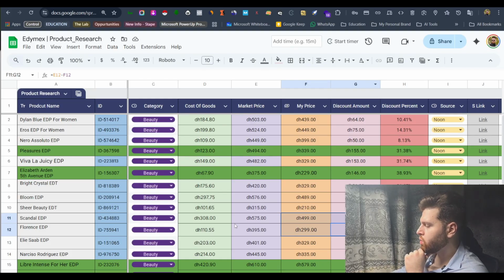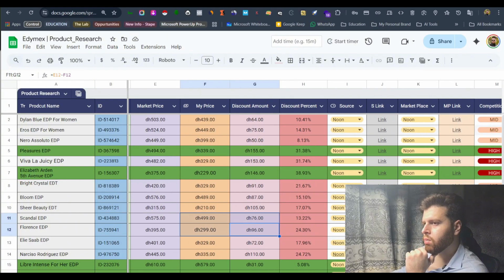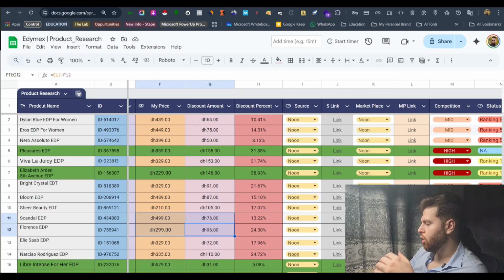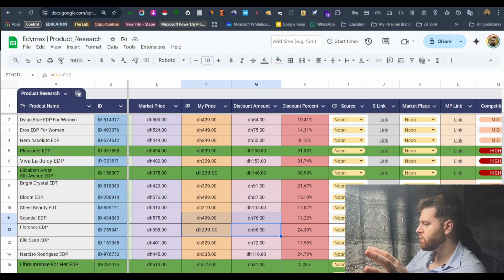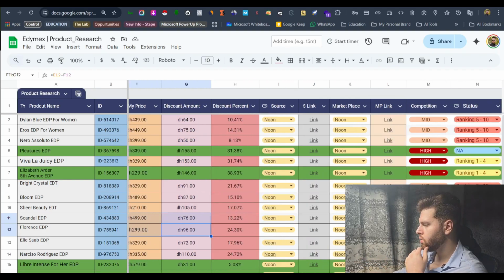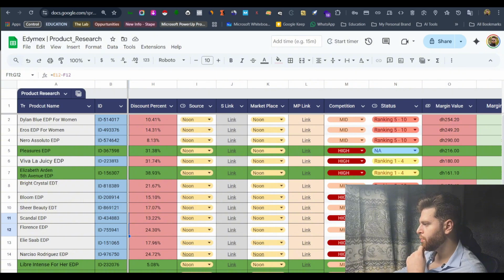The discount amount, discount percent, all of this is automatically calculated. You don't need to fill in all of this. You just need to fill in the first ones. So the cost of goods, market price, and your price. The rest is all calculated for you.